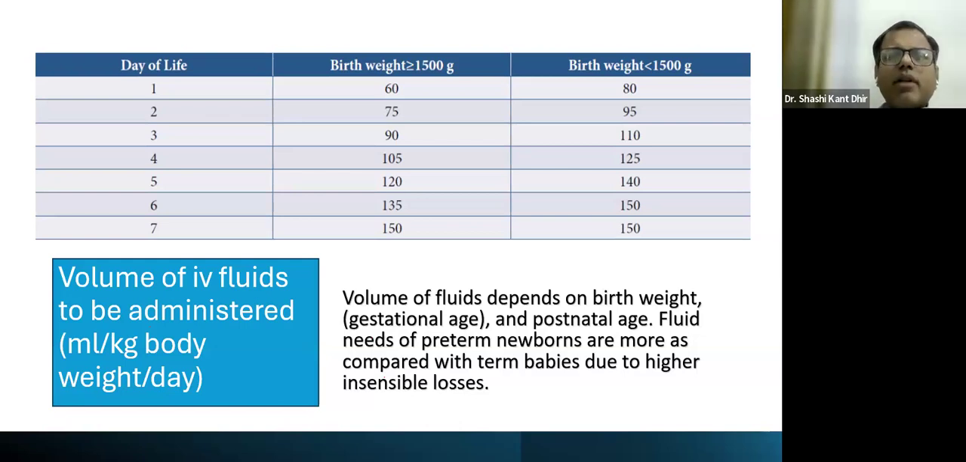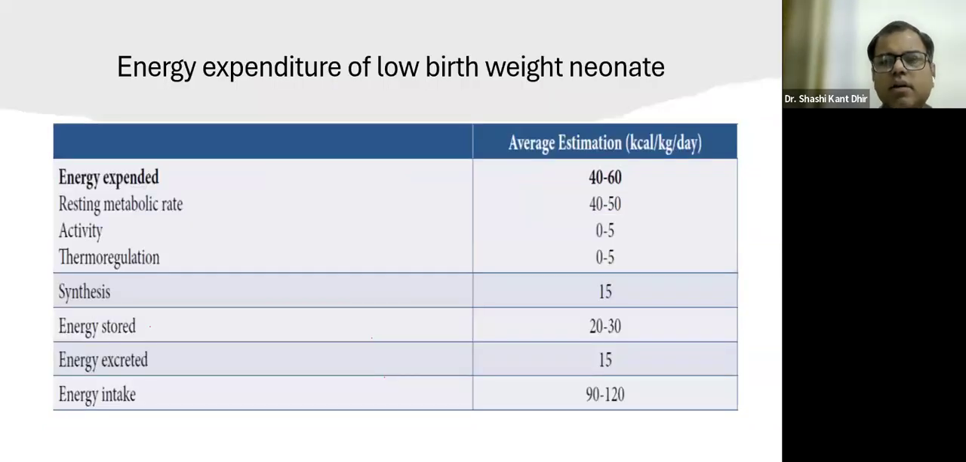This ml per kg per day is to be very diligently calculated. And as I already told, we have to decrease the amount of medicine and the boluses which have been given to the baby, right? So how much energy expenditure is there in a low birth weight baby? Totally, what we require is 90 to 120 calories per kg per day. It is very important to note, right? So whatever fluid we want to give, suppose we are giving breastfeed to the baby, so let me tell about breastfeeding.